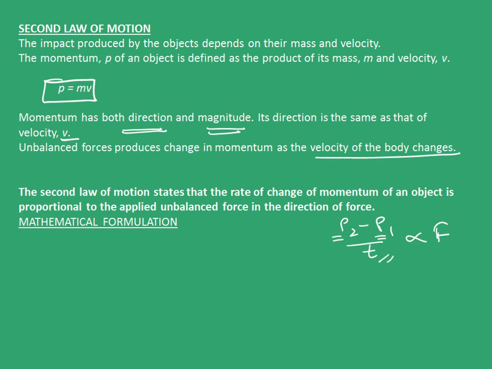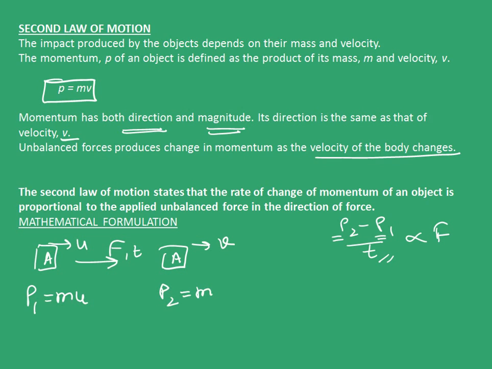Now, let us mathematically formulate the second law of motion. Let's say a body A is moving with initial velocity u. A force F is applied for time t to make this velocity equal to v. So, in this case, P1 is mu and the final momentum P2 is mv. So, putting it in this formula, the second law of motion, we see m(v minus u) upon t is directly proportional to F.